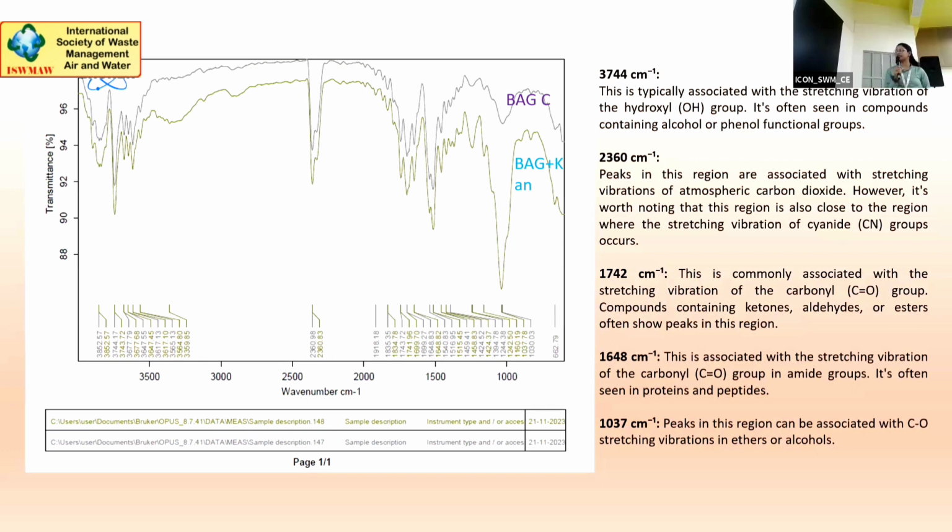At wave number 1648, this is associated with the stretching vibration of the carbonyl group in amide groups. It's often seen in proteins and peptides. At wave number 1037, peaks in this region can be associated with C-O stretching vibration in ethers or alcohols.